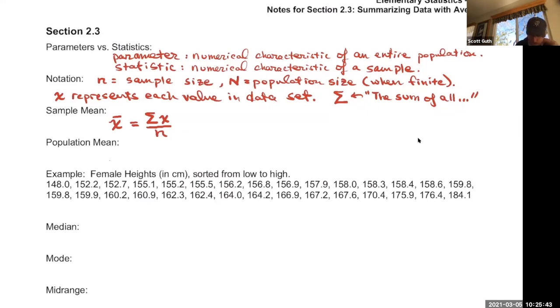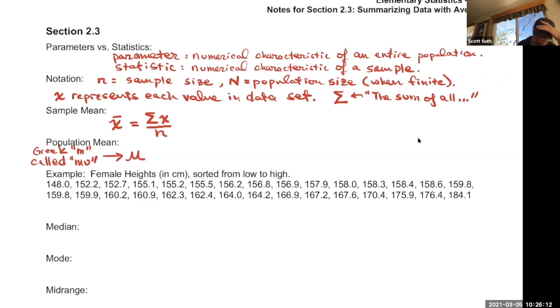Now the population mean is a Greek letter mu. So that's a Greek M, but it's just called mu. A lot of people say U. It's not a U. If it's a letter that we recognize, it's more of an M.